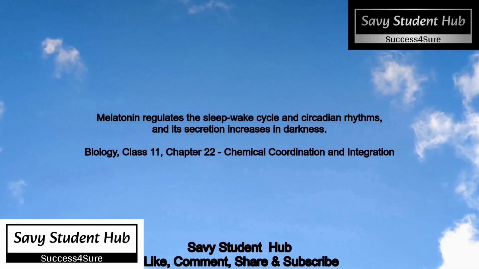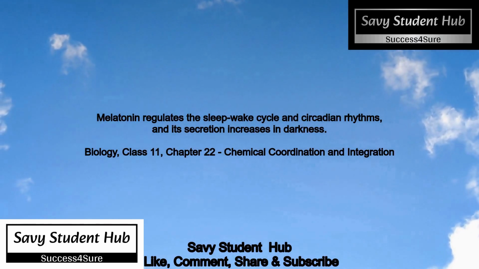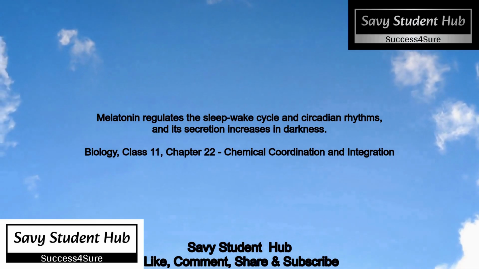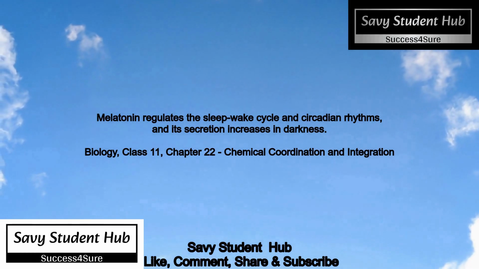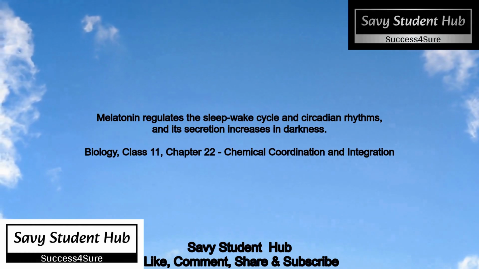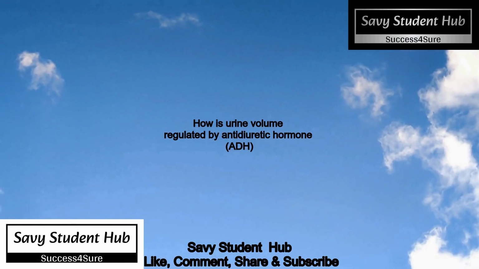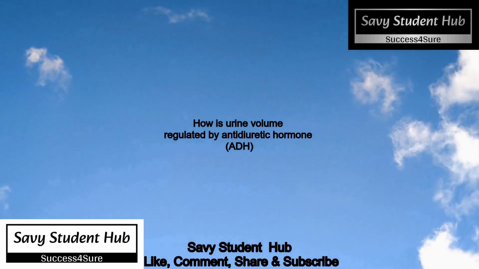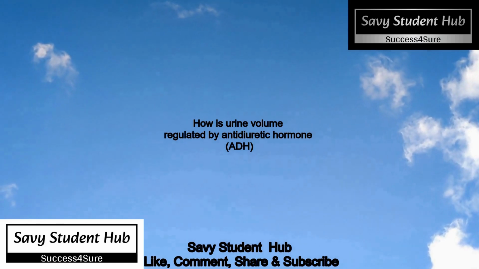Melatonin regulates the sleep-wake cycle and circadian rhythms, and its secretion increases in darkness. How is urine volume regulated by antidiuretic hormone, ADH?